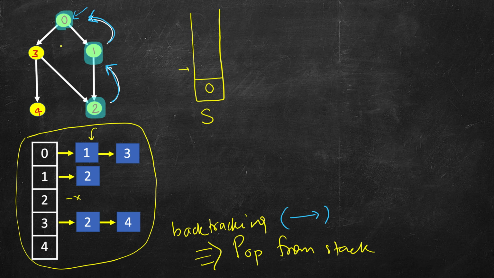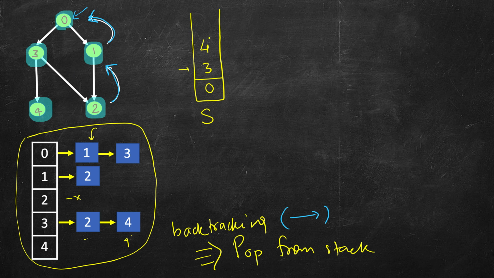Next you look at other neighbors of 0. So 1 is visited, next is 3 which is unvisited. So you push it into the stack and you also mark it as visited. Now 3 is at the top of the stack. So you look at its neighbors. Its neighbors are 2 and 4. 2 is visited. You can see here. So you look at its next neighbor which is 4. So you push 4 into the stack and mark it as visited.